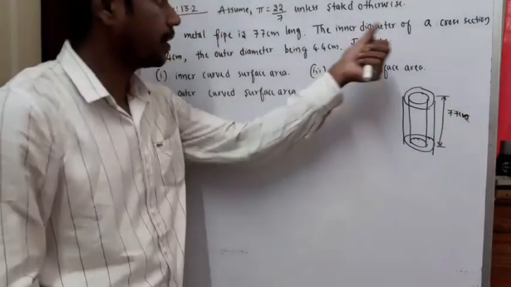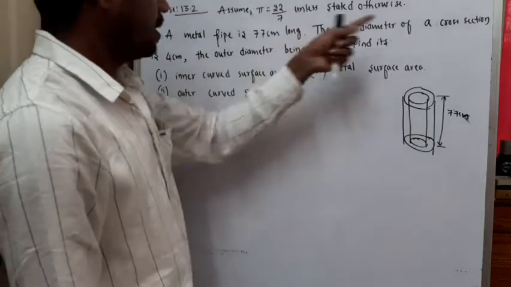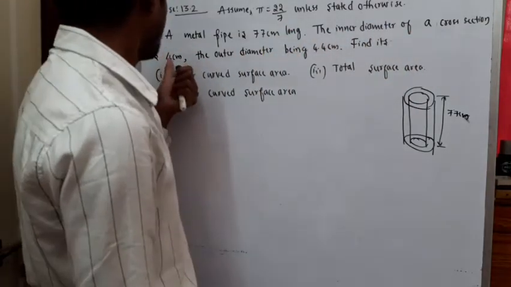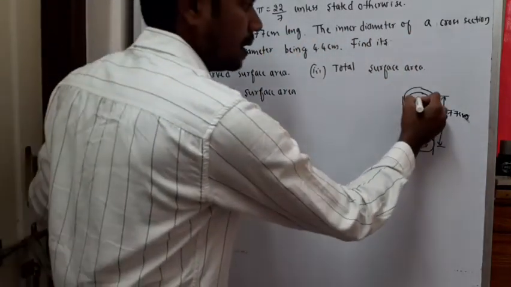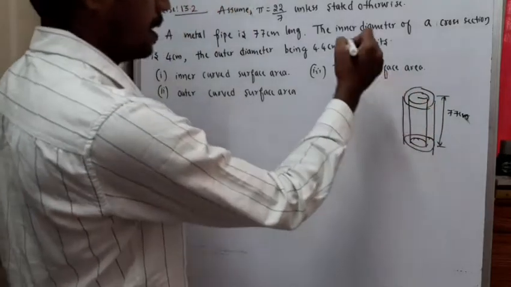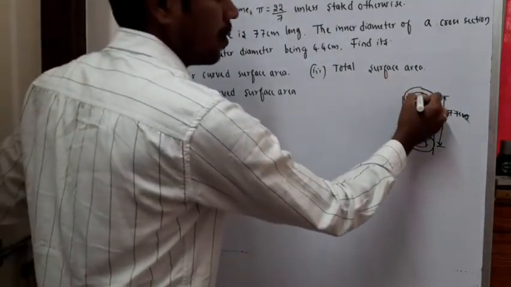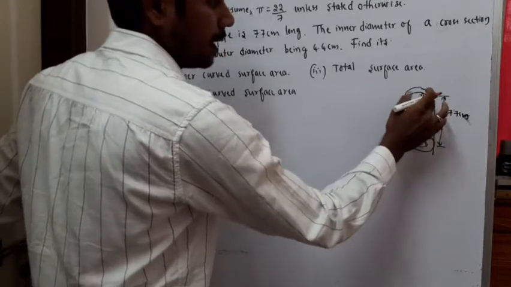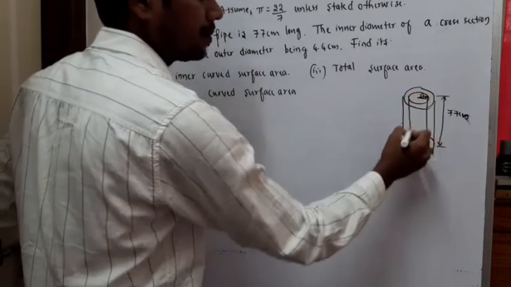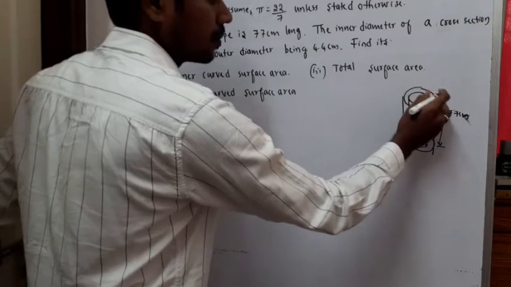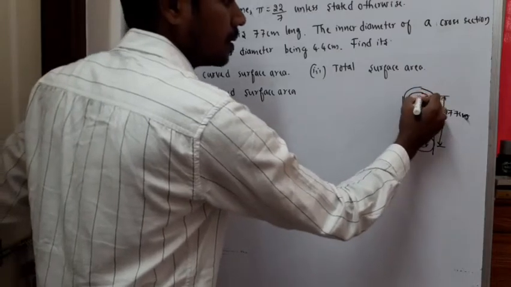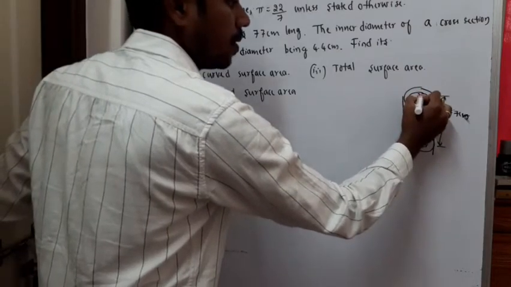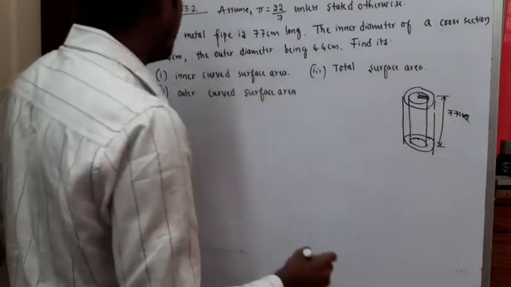Next, what they have given? The inner diameter of the cross section is 4 centimeter. This inner diameter is 4 centimeter. So radius will be equal to 2 centimeter. Fine. And it is of certain thickness.